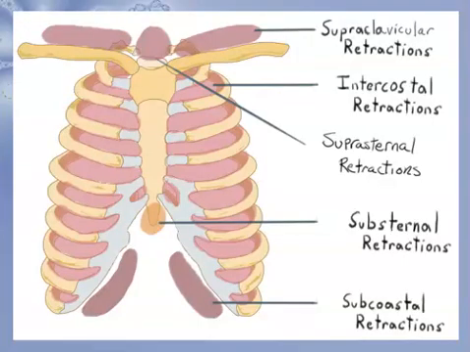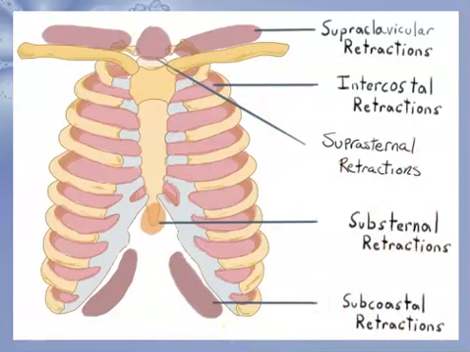And you do have this as a full page handout in your packet. These are the areas that we would note retractions, all right? So we have the supraclavicular up here, intercostal, substernal, right here. Suprasternal would be above, and subcostal down here.